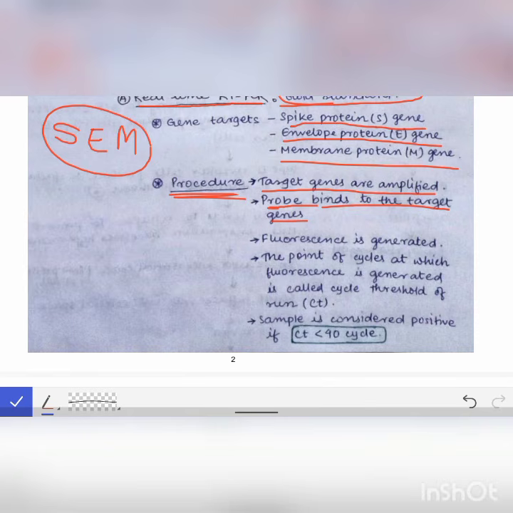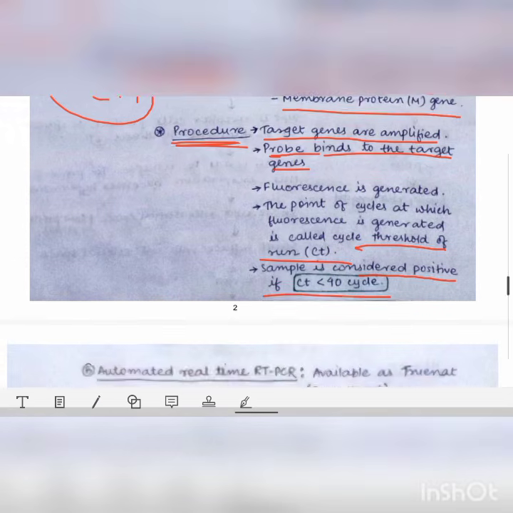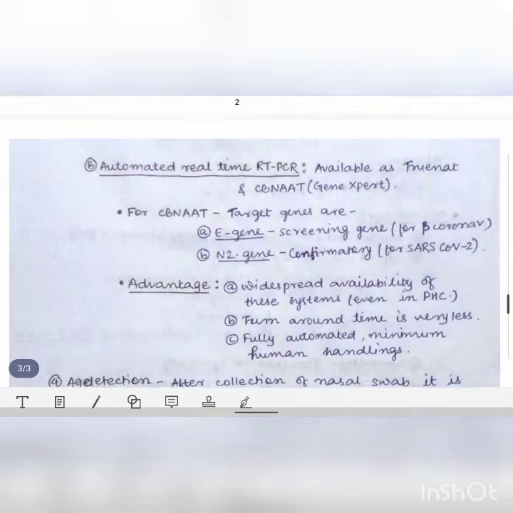So see here, the cycle threshold is the point of cycle at which the fluorescence is generated, and a sample is considered positive only if the CT value is less than 40 cycles. So if the fluorescence is generated within 40 cycles, that means the sample is positive for COVID-19. If you have seen COVID-19 test reports, then you know that a CT value is given. If those CT values are less than 40, that means the sample is positive.